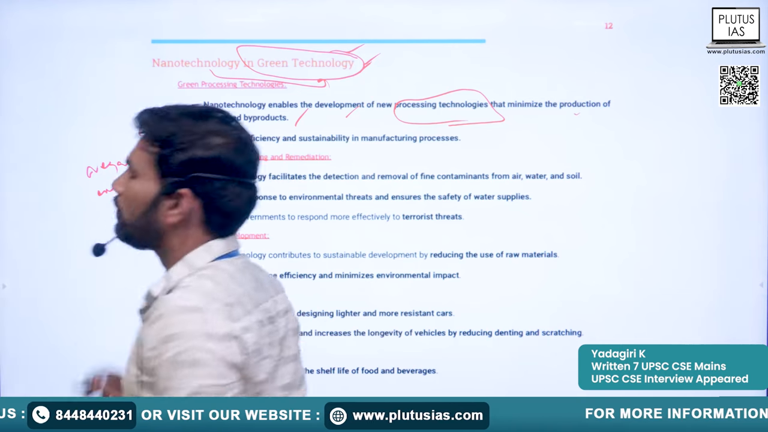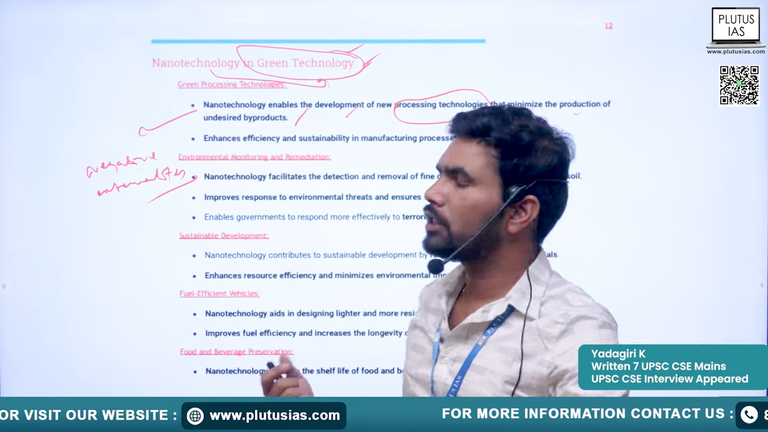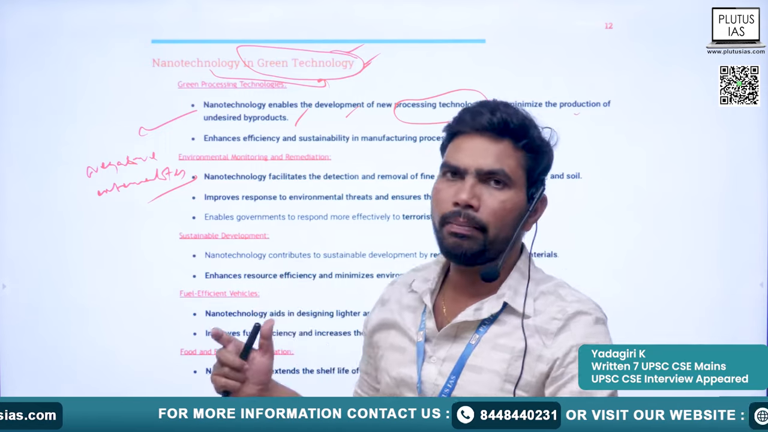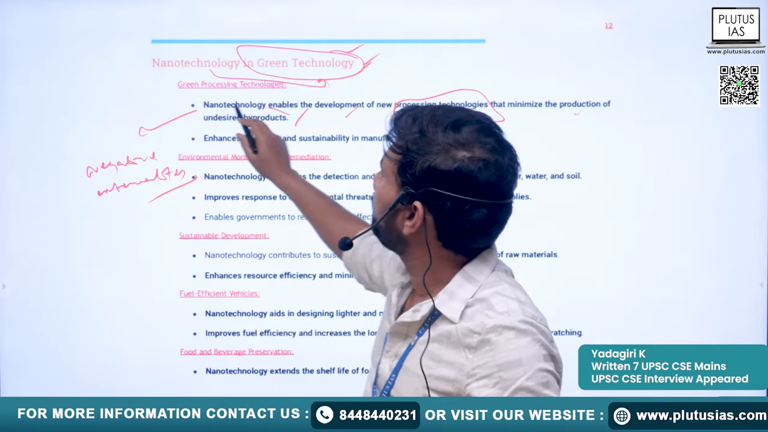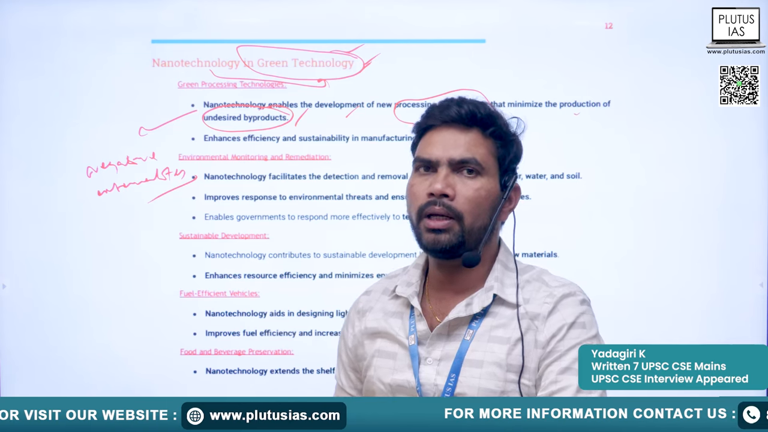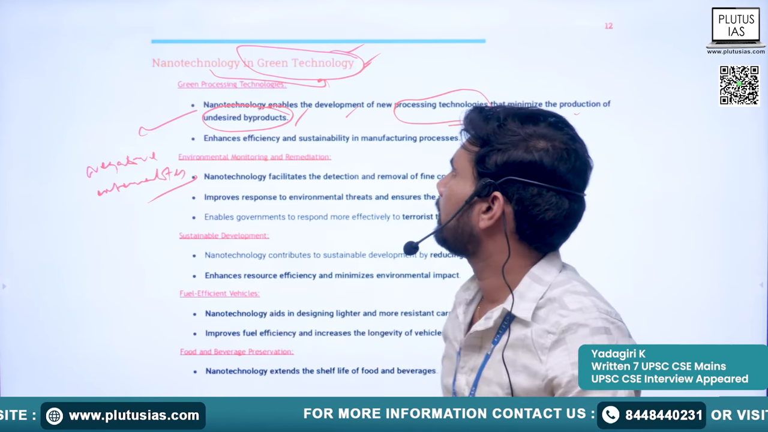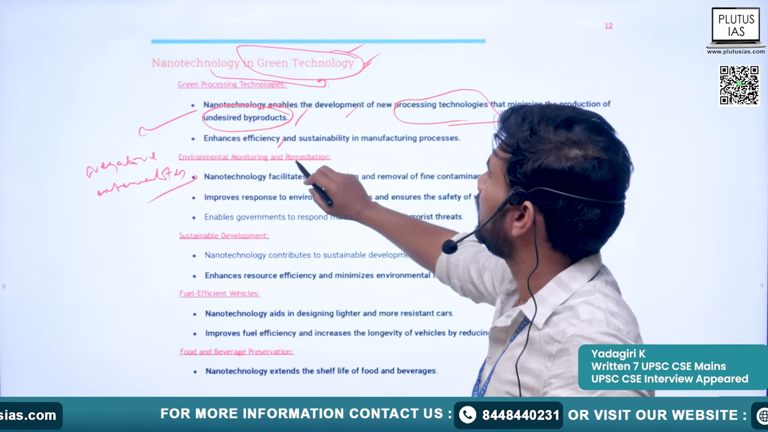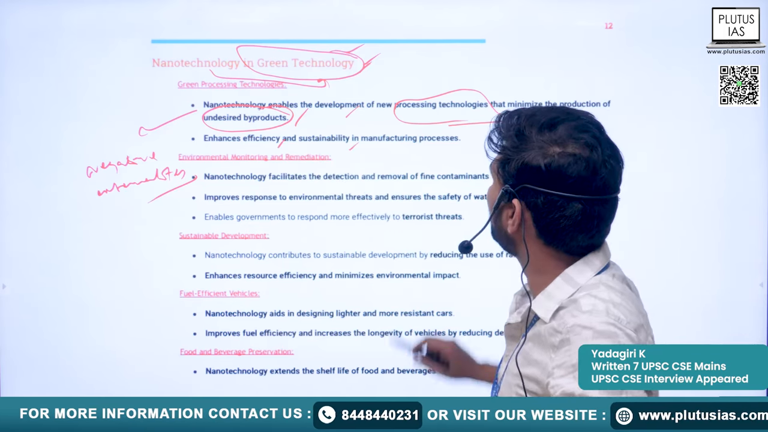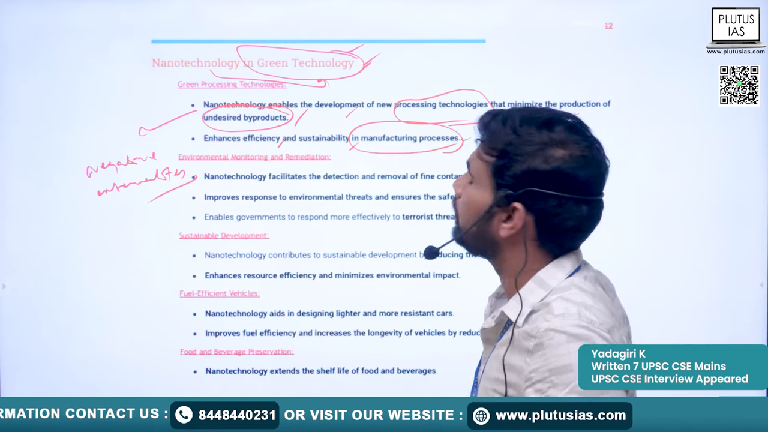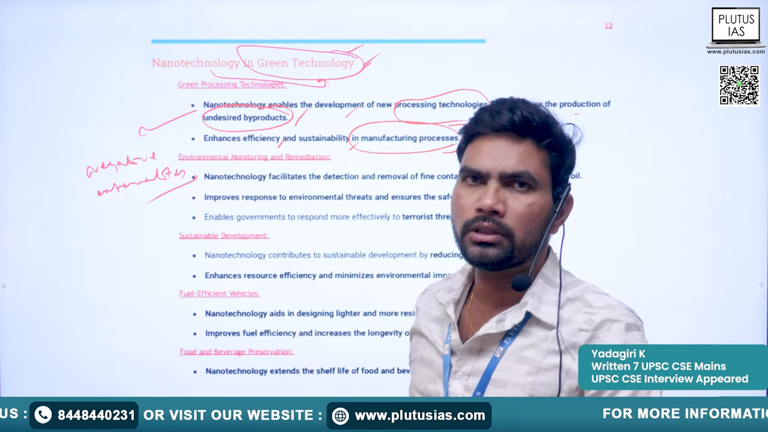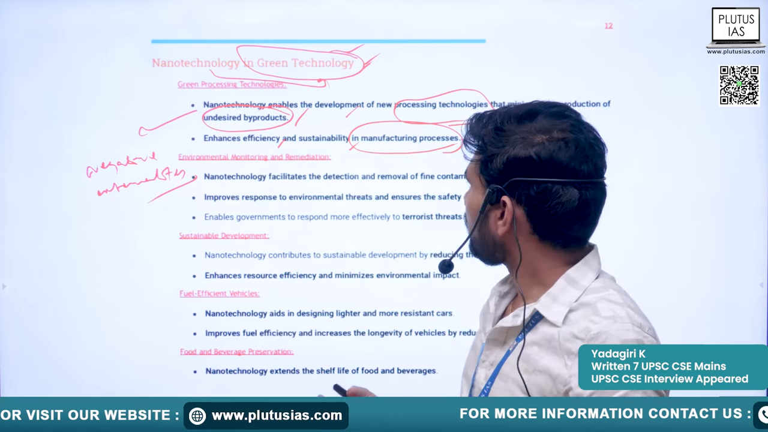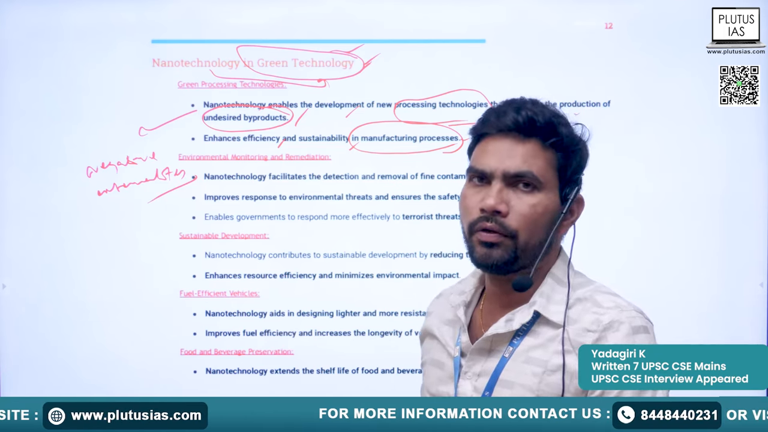So the byproducts coming from the industries, we can say the pollutants, are being released into the environment. With the application of nanotechnology, we can reduce these undesired byproducts. In that way, we can prevent or reduce pollution, thereby protecting our environment. Similarly, it enhances the efficiency and sustainability of manufacturing processes. So manufacturing processes will be made more sustainable and more efficient.